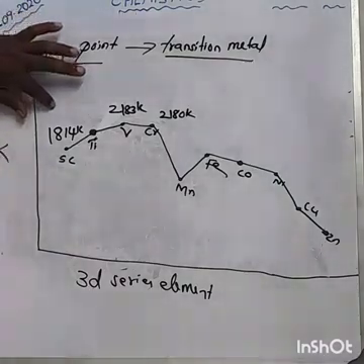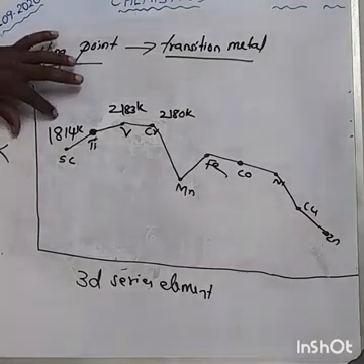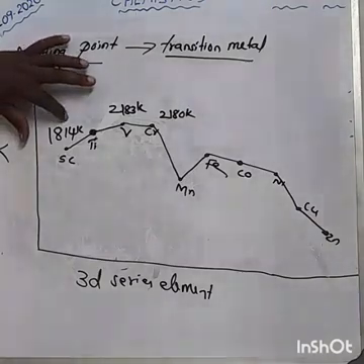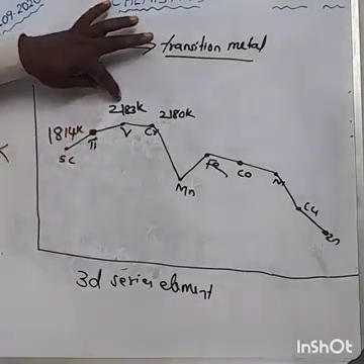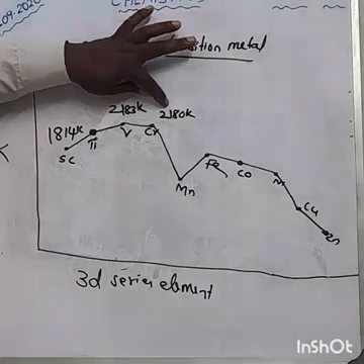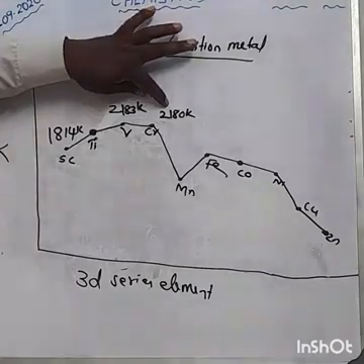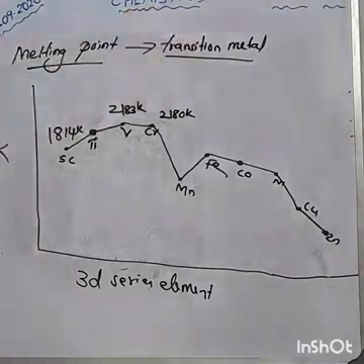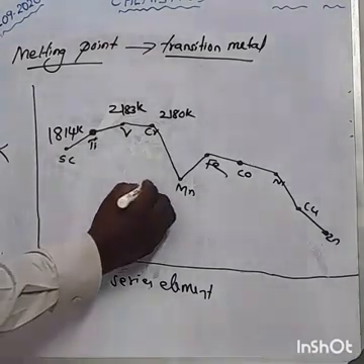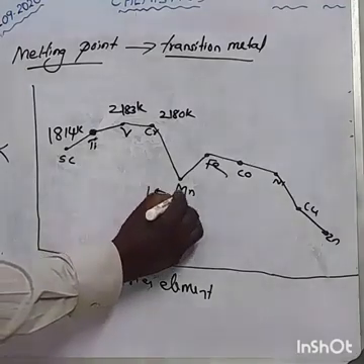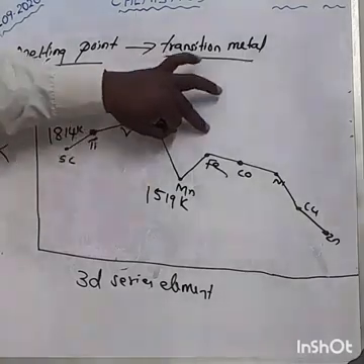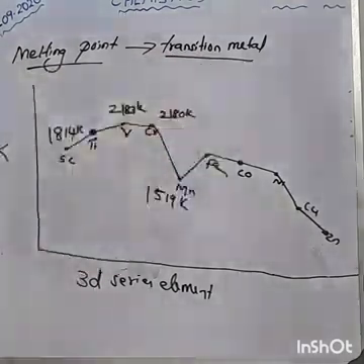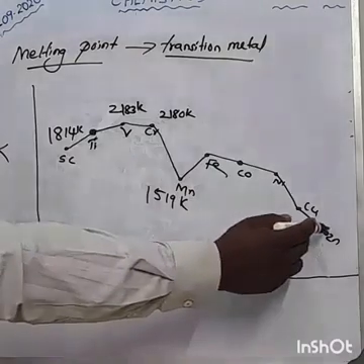First, what is the scandium melting point? 1814 Kelvin. It is slightly increasing to 2183 Kelvin. That's almost close to chromium, that is 2180 Kelvin. Next the melting point is decreasing, that is 1519 Kelvin for manganese. Next it is slightly increasing and again decreasing, and at the last also decreasing.